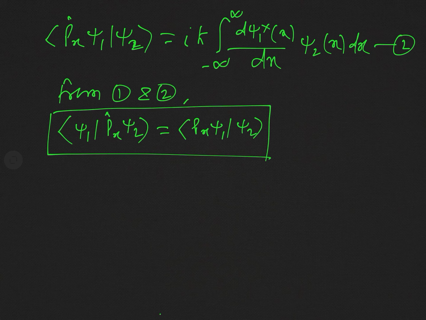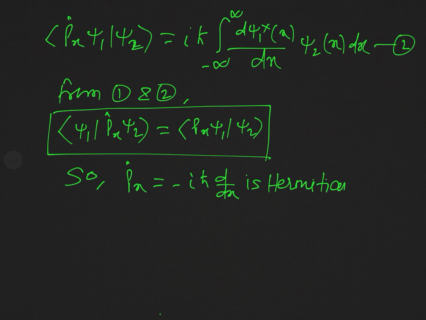So in this condition we can say that px hat equal to minus I h cross d dx is Hermitian. This is Hermitian operator.